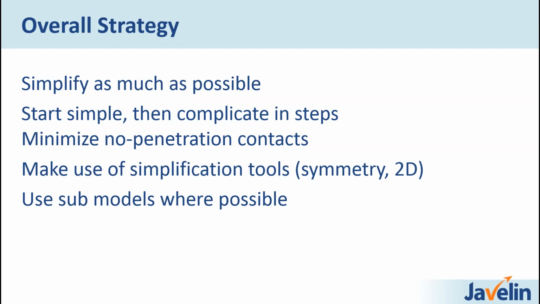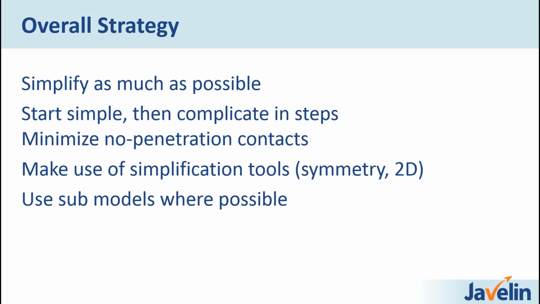So if there are parts that may in truth be no penetration, but you're focused on a different part of the assembly, and these are secondary components, try treating them as bonded. Try having groups of bonded components with a few no penetration contacts between them, rather than running no penetration everywhere. The fewer contact sets you have that are no penetration, the faster you're going to solve. And we'll get to a little bit more on that later on.